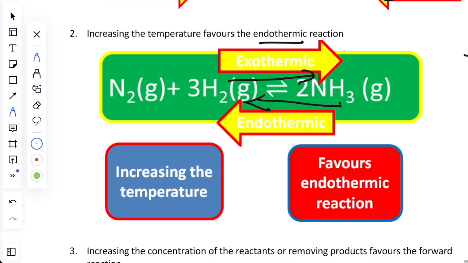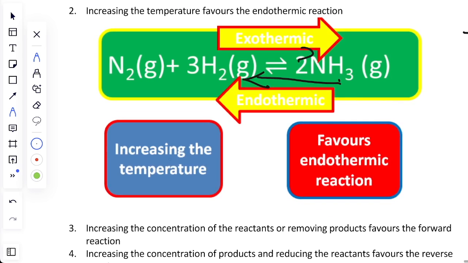If I increase the temperature, it will favor the side that is endothermic. So in this case, endothermic is from right to left. So if I increase the temperature, it will go from right to left. If I decrease the temperature, it will favor exothermic, which will be left to right. Okay, I'm hoping you're understanding this. Increasing the temperature will favor the endothermic reaction. It always favors the endothermic reaction.